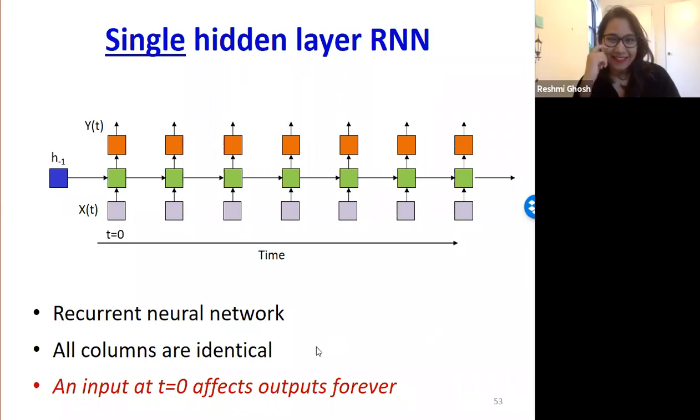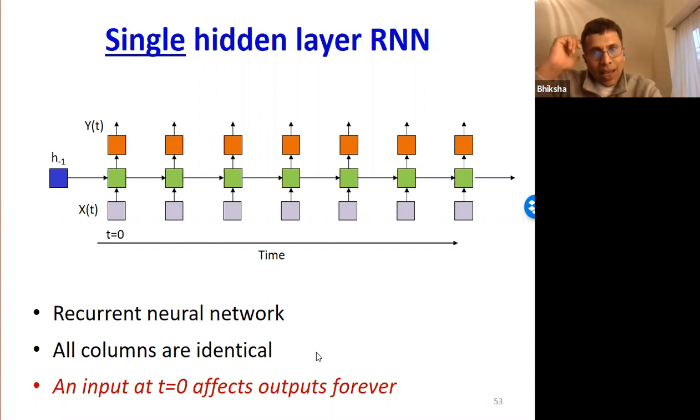So, 53. Yeah, this is the slide we ran, right? Now, here is an RNN with a single hidden layer. And here the green box represents a layer. And we have to define the initial state for that one layer. And the figure shows the entire computation for a series of inputs. Every column is identical to every other column.